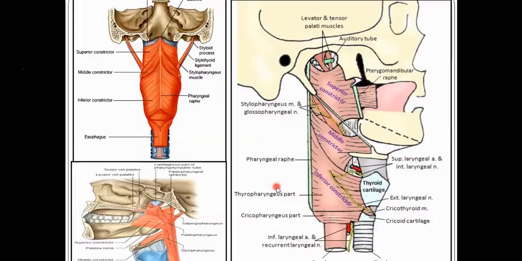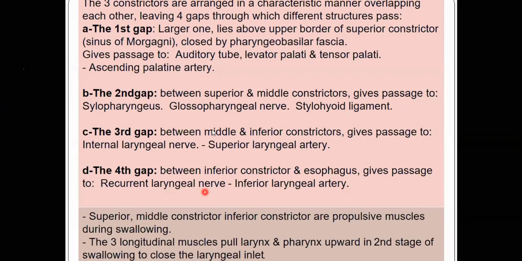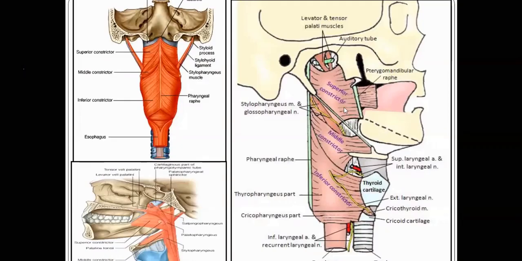So this slide is material for your MCQs. When you revise this lecture, this slide is also important, like the tongue. So the auditory tube, the palatine muscles and accessory palatine artery. Second gap is between superior and middle constrictor. You can see the stylopharyngeus muscle is crossing and the glossopharyngeal nerve is crossing over here.